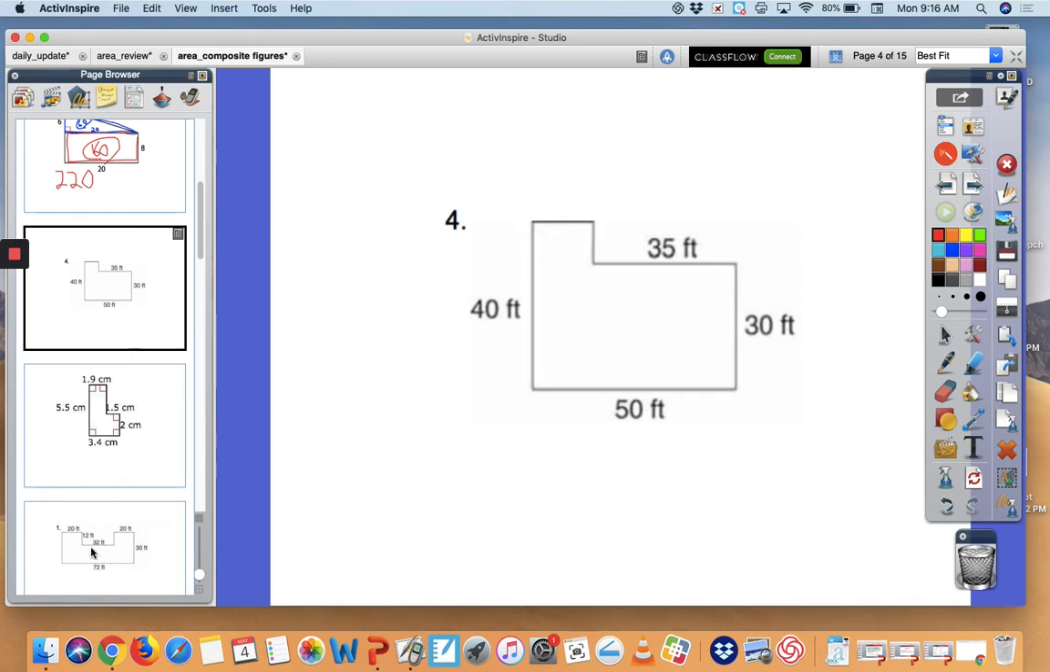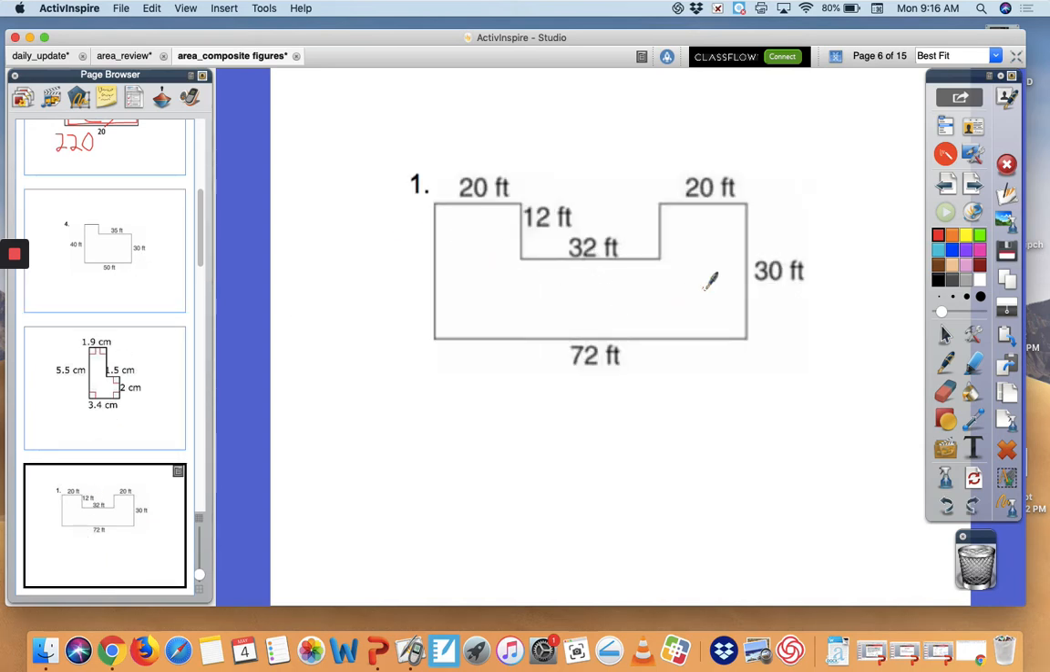Let's do a more complicated one. Now this one, you gotta split a number of ways. Let's split it like this. Let's start with this rectangle here. Now this rectangle, we know this is 20, but what is this distance here? Oh, look, it's over here. It's 30 there, so that's going to be 30. And 30 times 20 is 600. Let's do a blue rectangle.